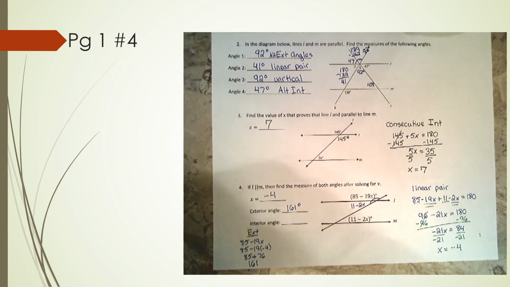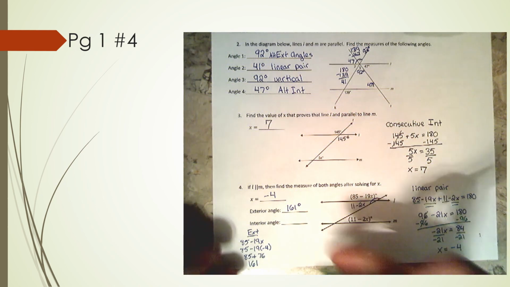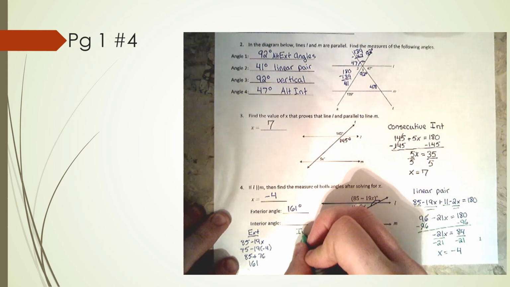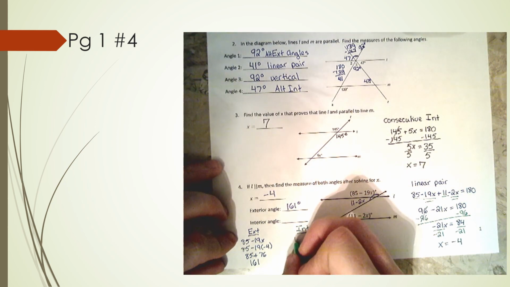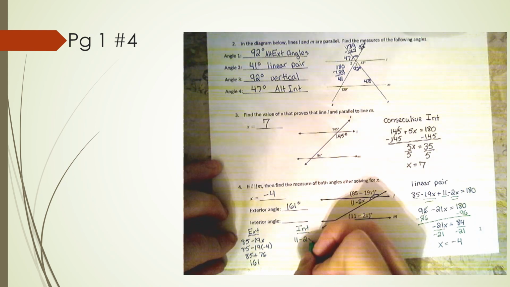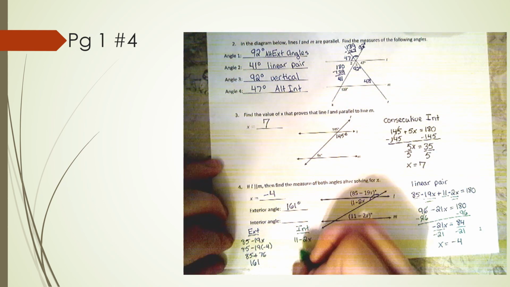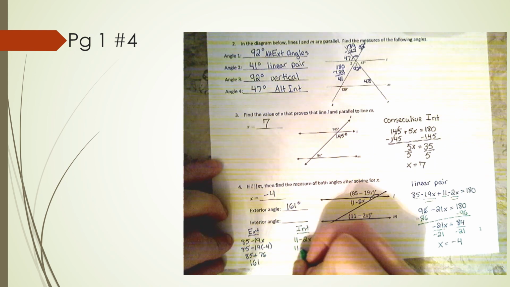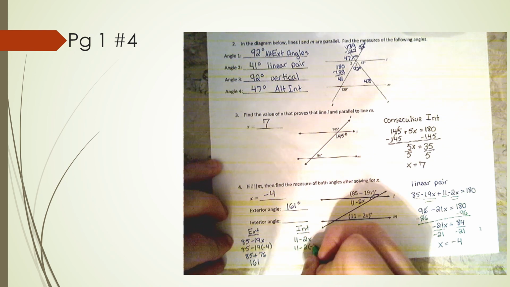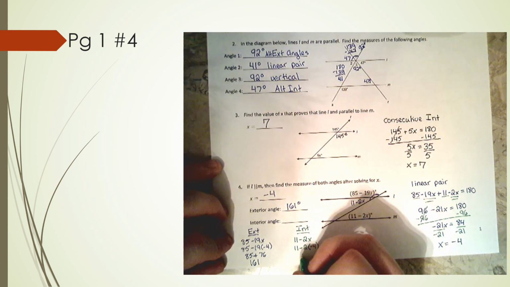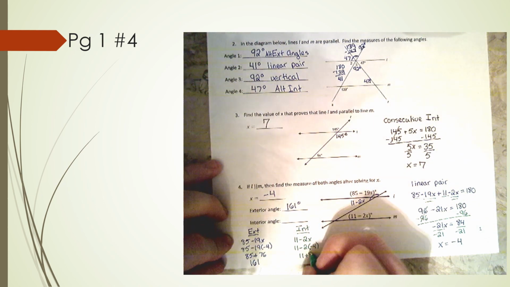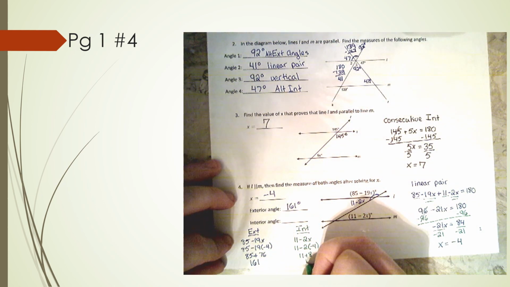Next one we want to do is the interior angle. So the interior angle is the one that's inside of the parallel lines. So the one that's inside the parallel lines is the 11 minus 2x. Instead of x, we are now going to have negative 4. So 11 minus 2 times negative 4. Negative 2 times negative 4 gives us a positive 8. So 11 plus 8 equals 19.